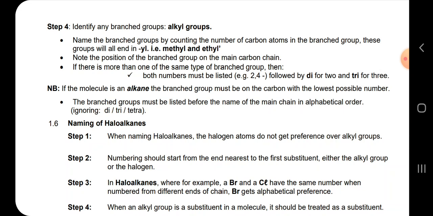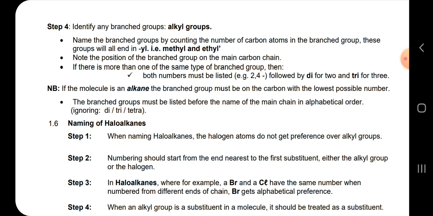And then step 4 is to identify any branch group. So a branch group is that one that I've just shown you, that C that will be in the middle, just disturbing the pattern that the C's in the parent chain have made. So that is a branch. Name the branch group by counting the number of carbons in the branch group. This group will all end with YL, methyl, ethyl.